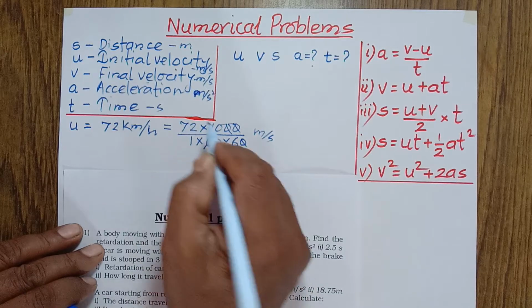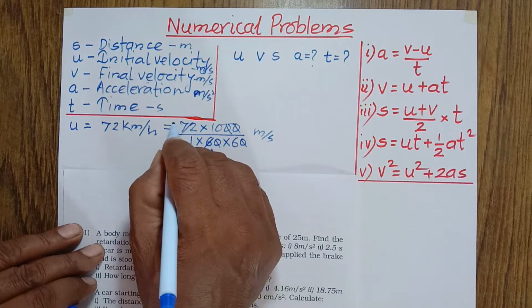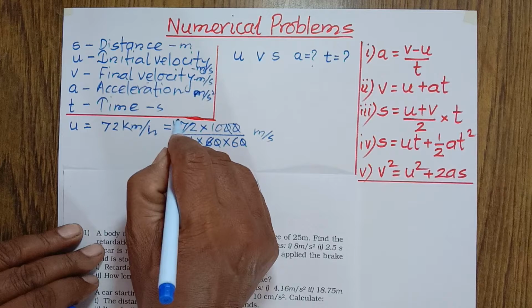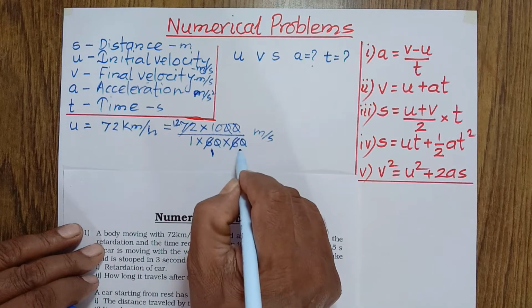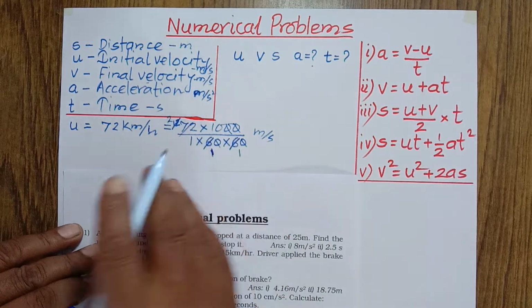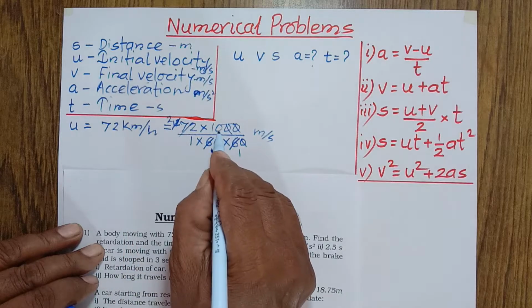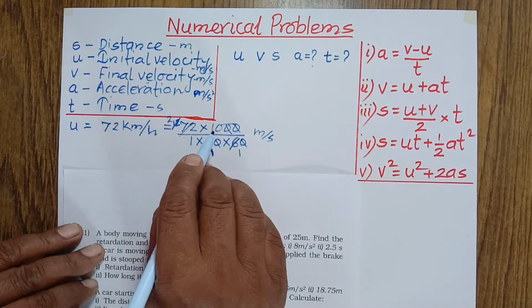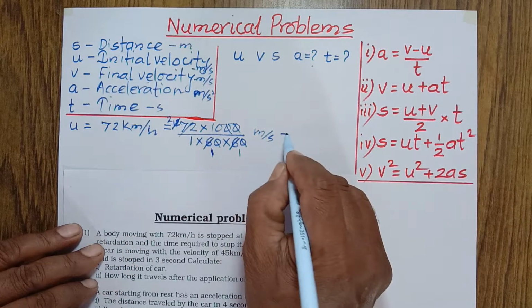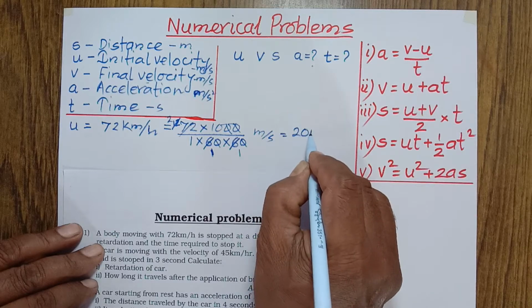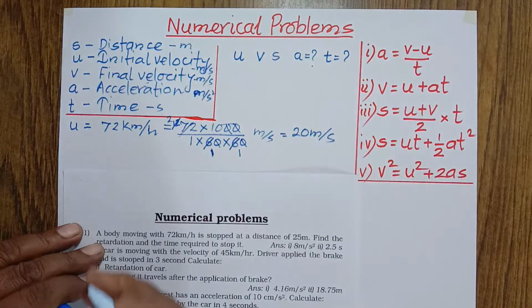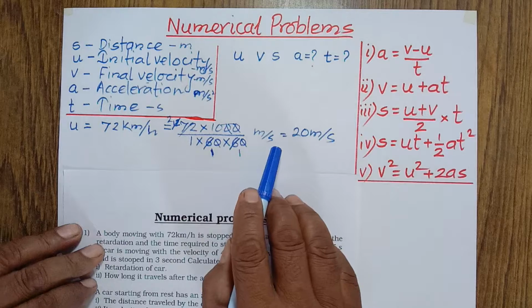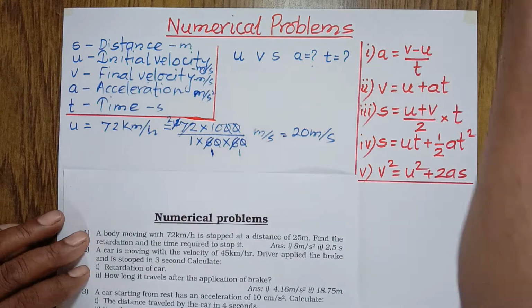6 ones are 6, 6 twos are 12. It means lastly only 2 and this 0, I mean to say 2 and 10 is left. This is equal to 20 meter per second. It means 72 kilometer per hour is equal to 20 meter per second.